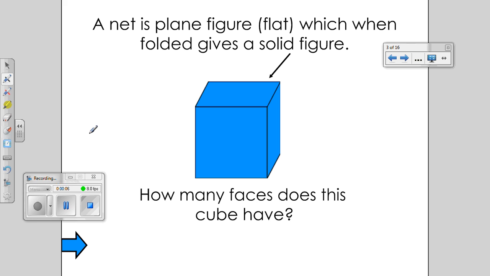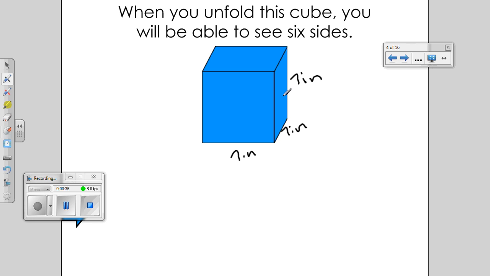We've already looked at area of irregular polygons and the regular polygons. Now we're going to look at a net. For surface area using nets, a net is a plane figure, flat, which when folded gives a solid figure. How many faces does a cube have? We've already talked about faces, so we know that it has one, two, on the other side three, four, five, six faces. So as we look at this, there's the cube.